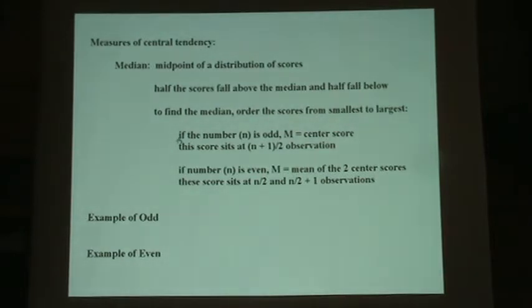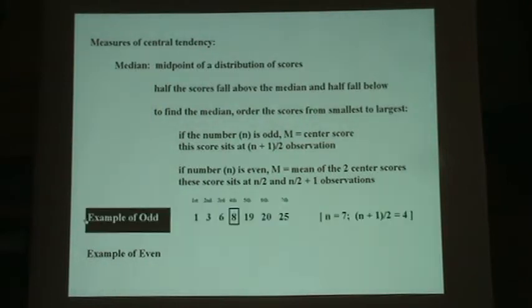All right, now how do we locate the median? Well, if the number of scores, which is usually denoted by n, is odd, like suppose we had a distribution with 7 scores in it, then the median would be the center score. If it were a large distribution, this score would sit at n, the number of scores, plus 1, divided by 2. Let me give you an example here. It sounds a little complicated. It's really not, or I'll try to demystify it.